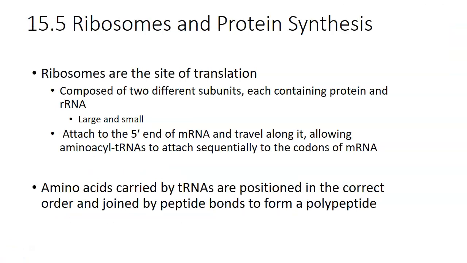So we've got to talk about ribosomes. What do they look like? What's their job? And of course, their job is protein synthesis. And so ribosomes are what we call the site of translation. They are where this is happening. Ribosomes are composed of 2 different subunits, and I'll show you a picture in just a minute. Each of these subunits is going to be made up of protein and ribosomal RNA.